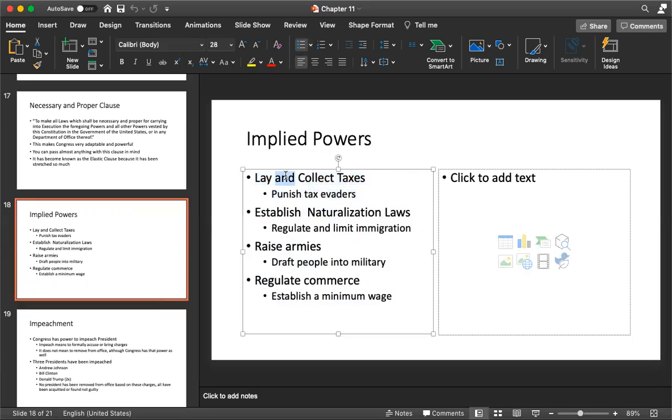If Congress can lay and collect taxes, that means they can punish tax evaders. If Congress can establish naturalization laws, that means they can also regulate and limit immigration. If Congress can raise armies, that means it can draft people into the military. And if Congress can regulate commerce, that means they can also establish a minimum wage. Now, none of these, punishing tax evaders, regulating and limiting immigration, drafting people into the military, establishing a minimum wage, are in the Constitution, but those are implied powers that come along with it.